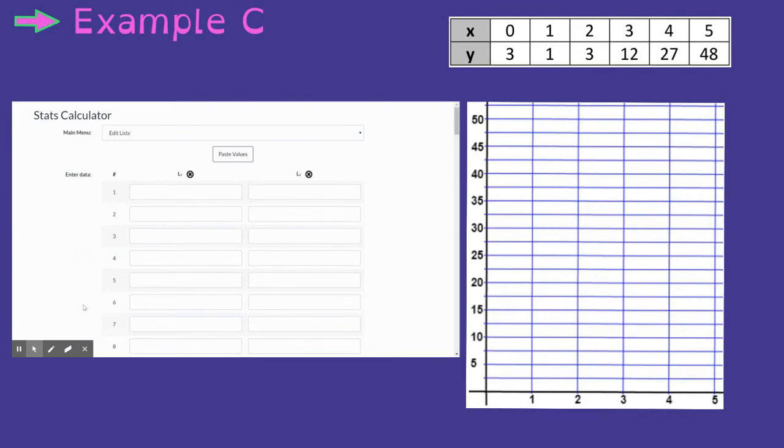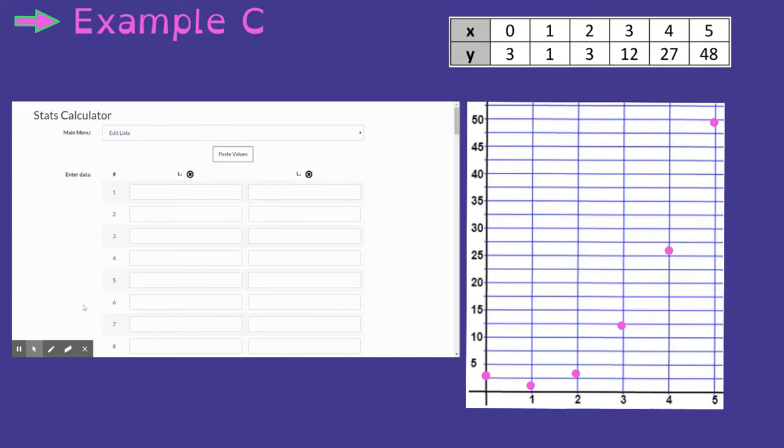All right, so here we are with our last example, C. We're going to do this regression as well. We're going to first take our table data and put it on our graph. Our first coordinates are (0, 3), (1, 1), (2, 3), (3, 12), (4, 27), and (5, 48).